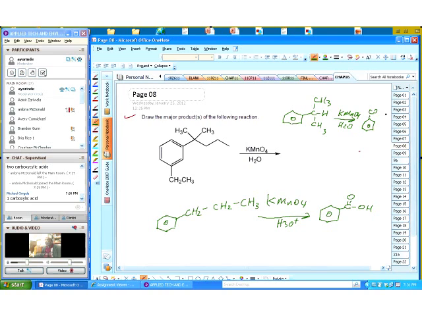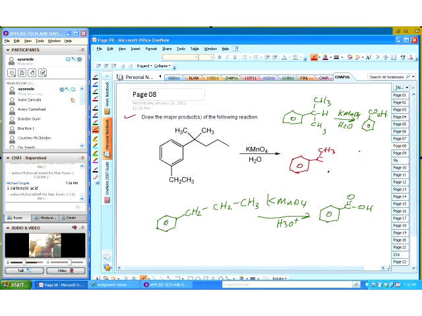Now, if on the other hand I have this, and you do not have a hydrogen attached to this carbon here, and you have the same reagent, potassium permanganate, water or acid, there will be no reaction. Okay? Keep that in mind, no reaction.